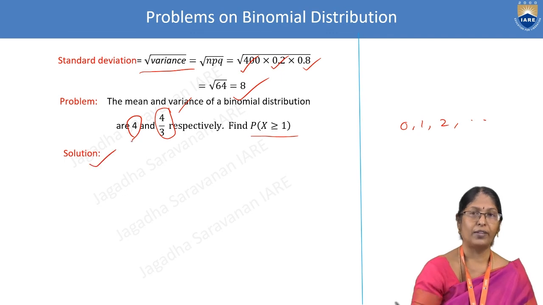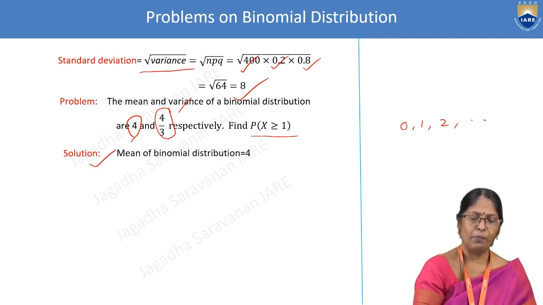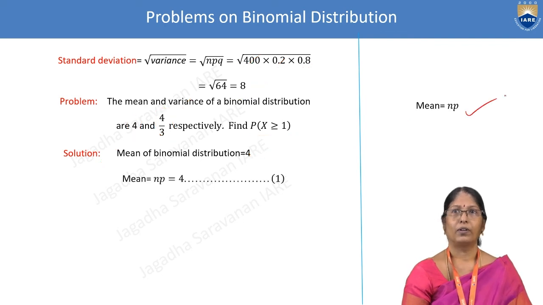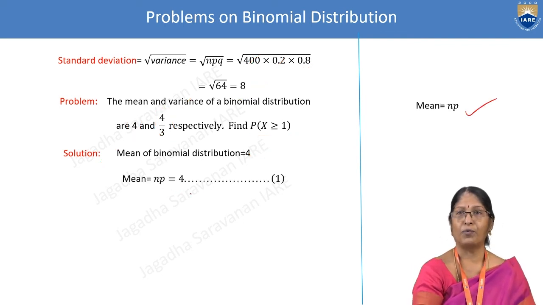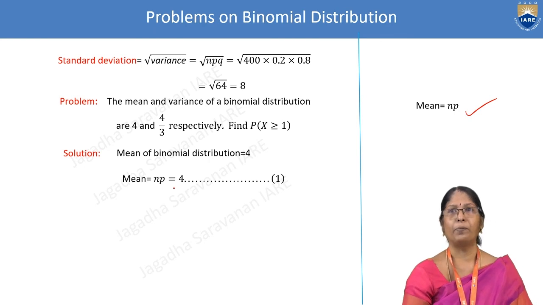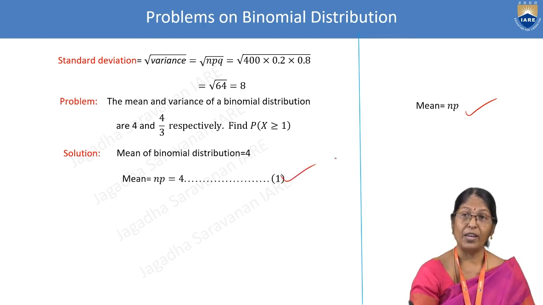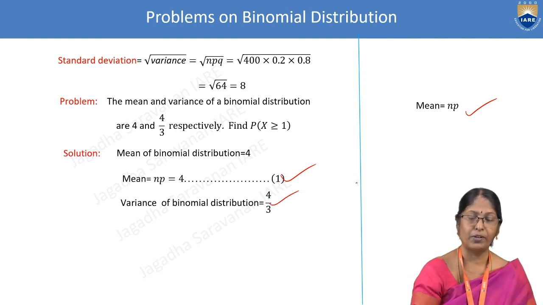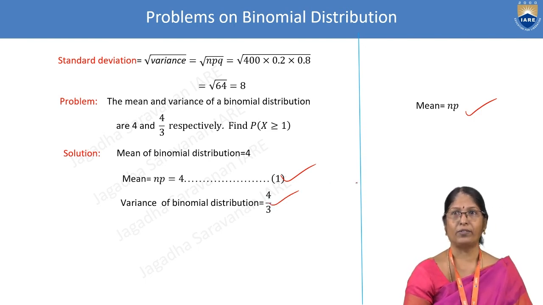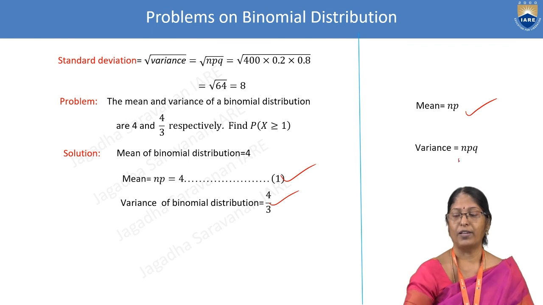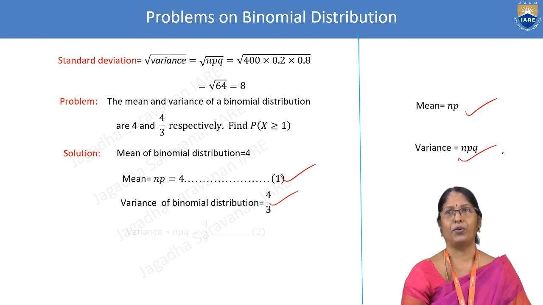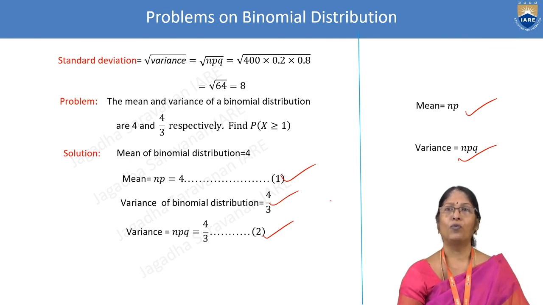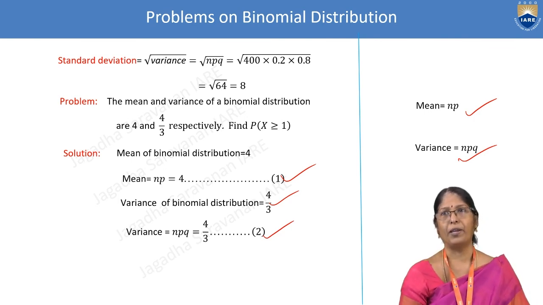So the solution: the mean of the binomial distribution is equal to 4. So we have written here, mean equal to NP equal to 4, which we name as 1. And the variance of the binomial distribution is 4 by 3, that is, variance equal to NPQ. So NPQ equal to 4 by 3, which we name as 2.